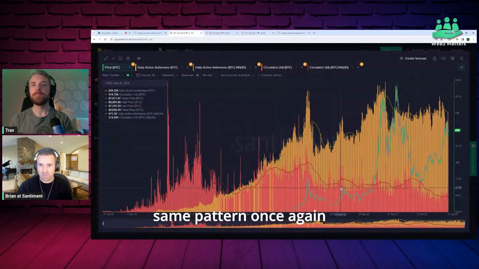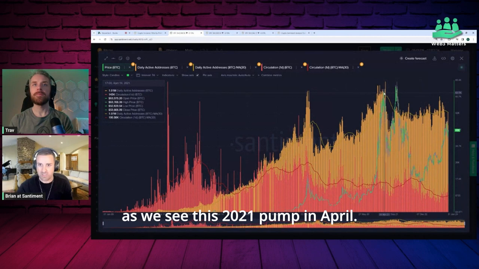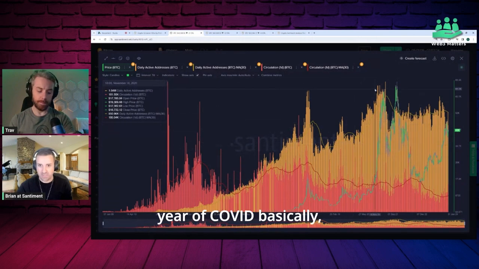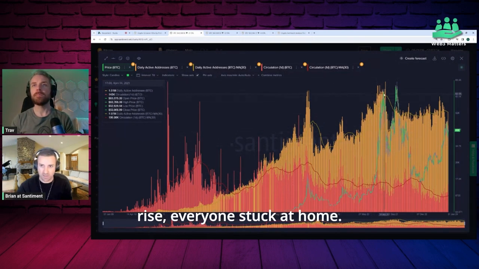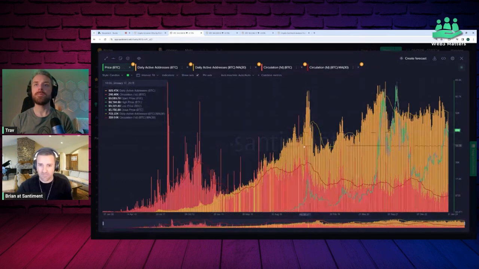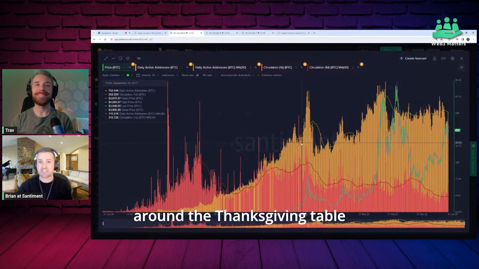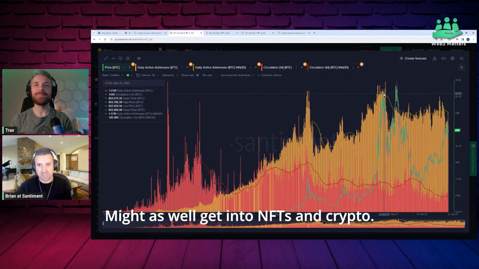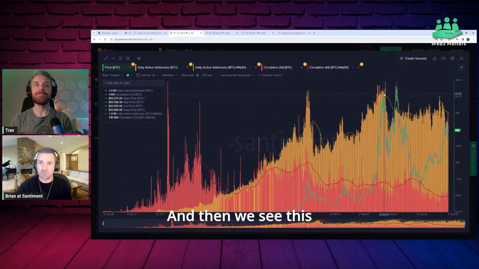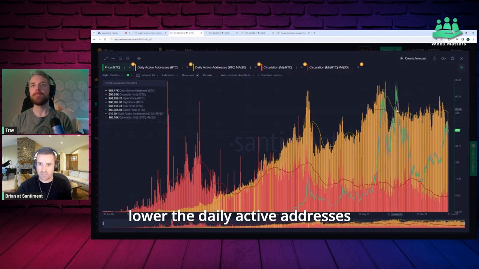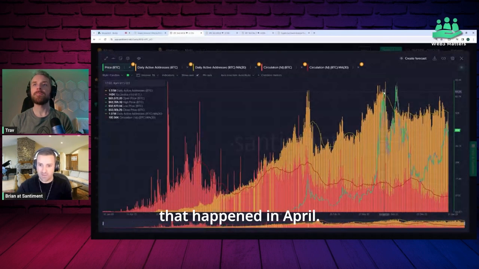And then we see the same pattern once again with this 2021 pump in April. That was after the first year of COVID, basically, when we saw this huge rise. Everyone's stuck at home, tons of people are discovering crypto for the first time, just like they were in 2017, when everyone had the memes about grandma around the Thanksgiving table talking about crypto for the first time. Everyone's stuck at home, might as well get into NFTs and crypto. And then we see this local top and then a collapse. One more attempted rise, but look at just how much lower the daily active addresses were compared to the first all-time high that happened in April.